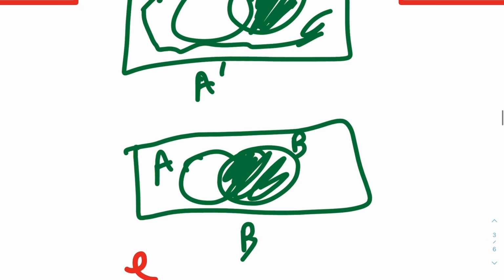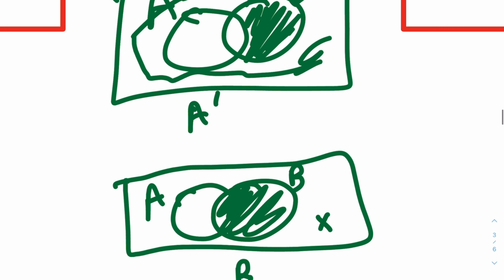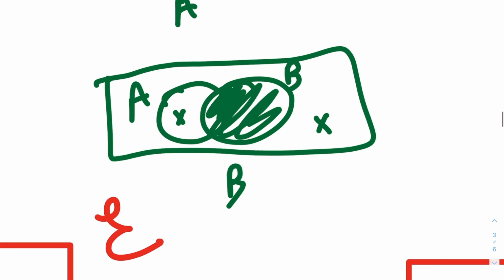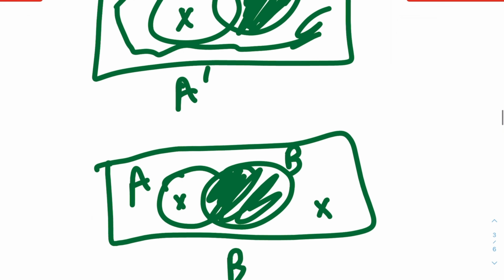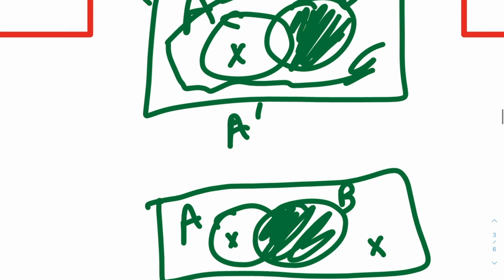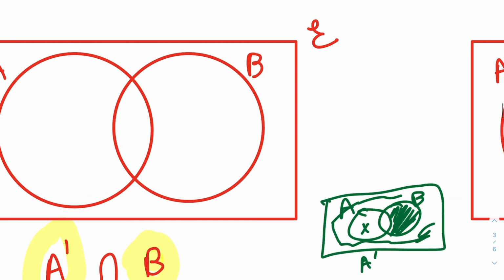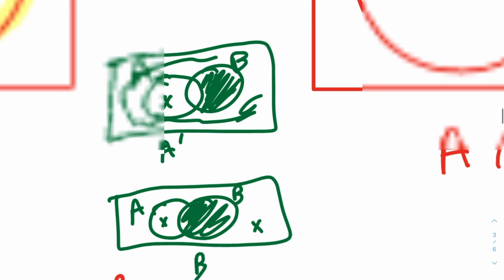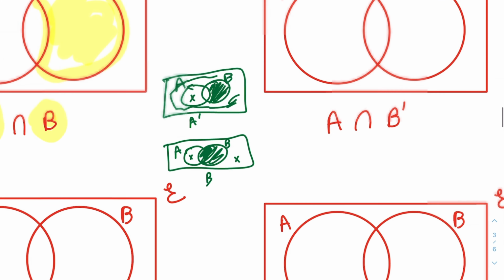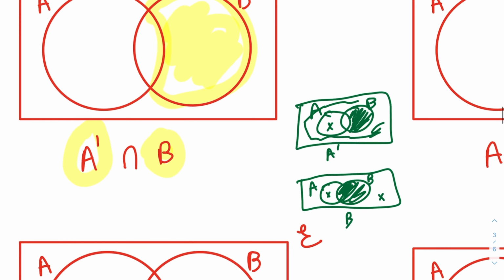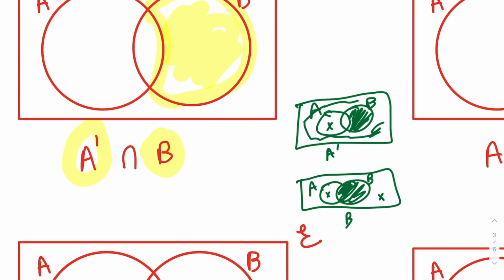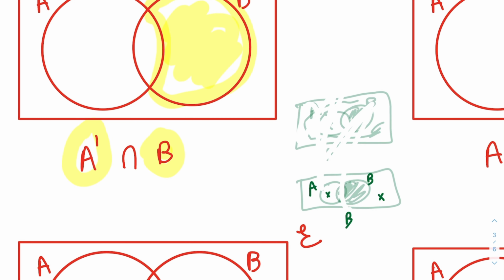We know the outside region is not common. We can see this is also not common. And we can see the middle part is in B, but it is not in A dash. So we do not shade the middle as well. But I can see this part right here, that is common in both regions, right? So that is why that's the answer. That is what's common between them.